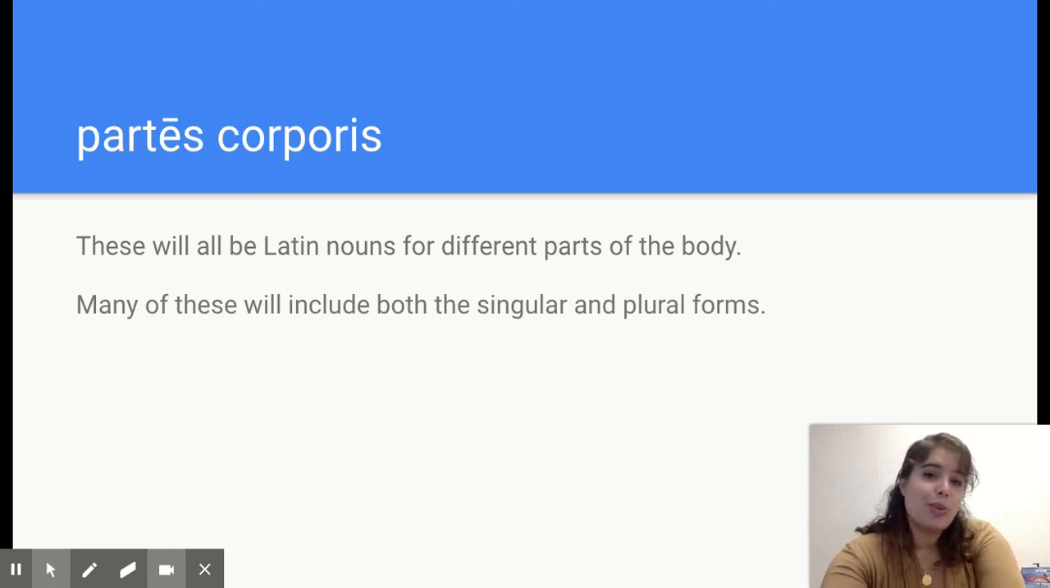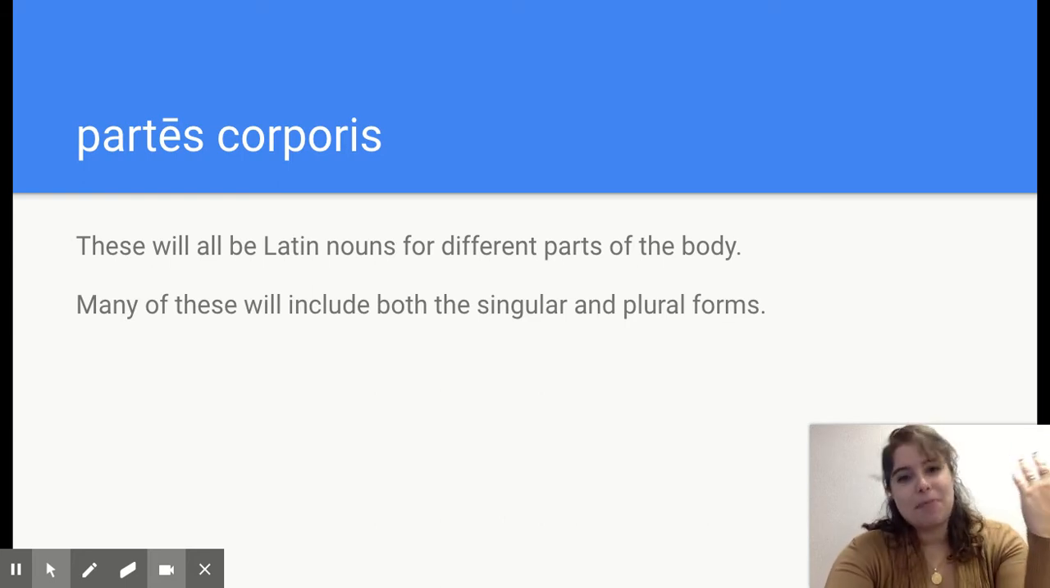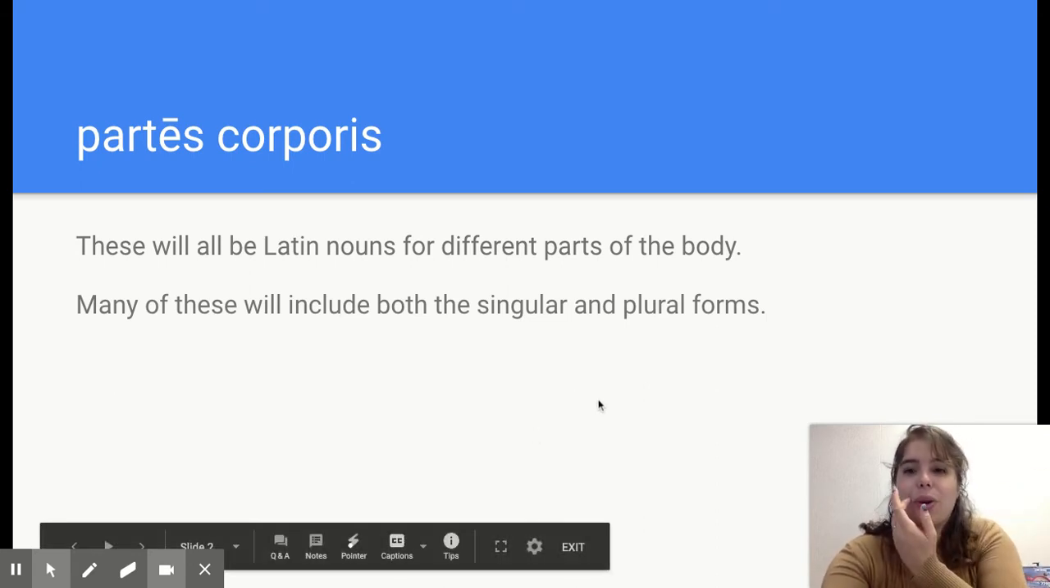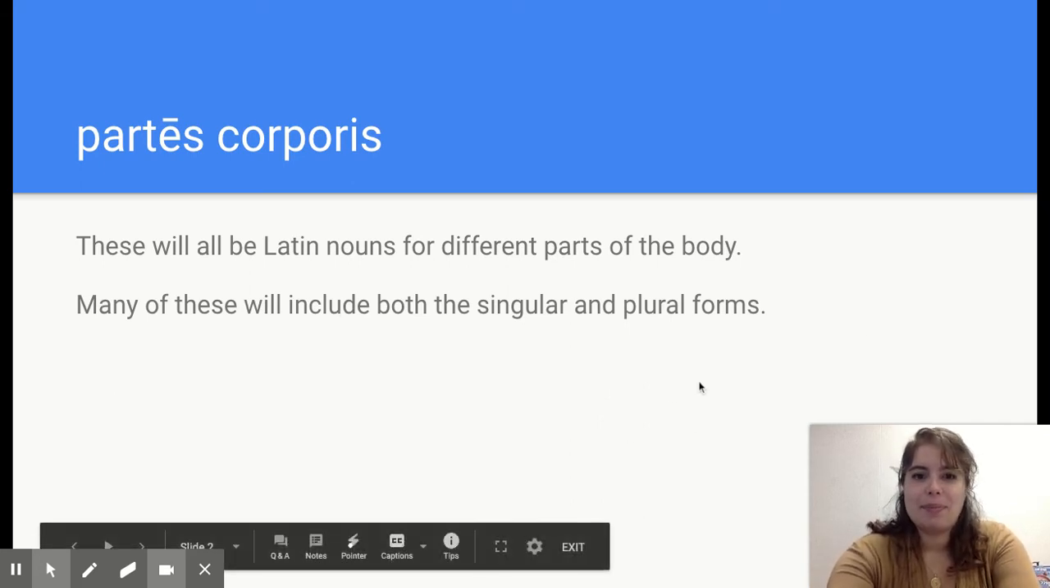Quite a few of the words we're going to be learning today are going to have plural forms as well, because a lot of our body parts, we have more than one, right? Like eyes, ears, arms, legs, feet, things like that. So there's going to be quite a few plurals in here. Do make sure that you write down both the singular and the plural forms for the words that have them. They also have their grammatical gender, so make note of that as well.